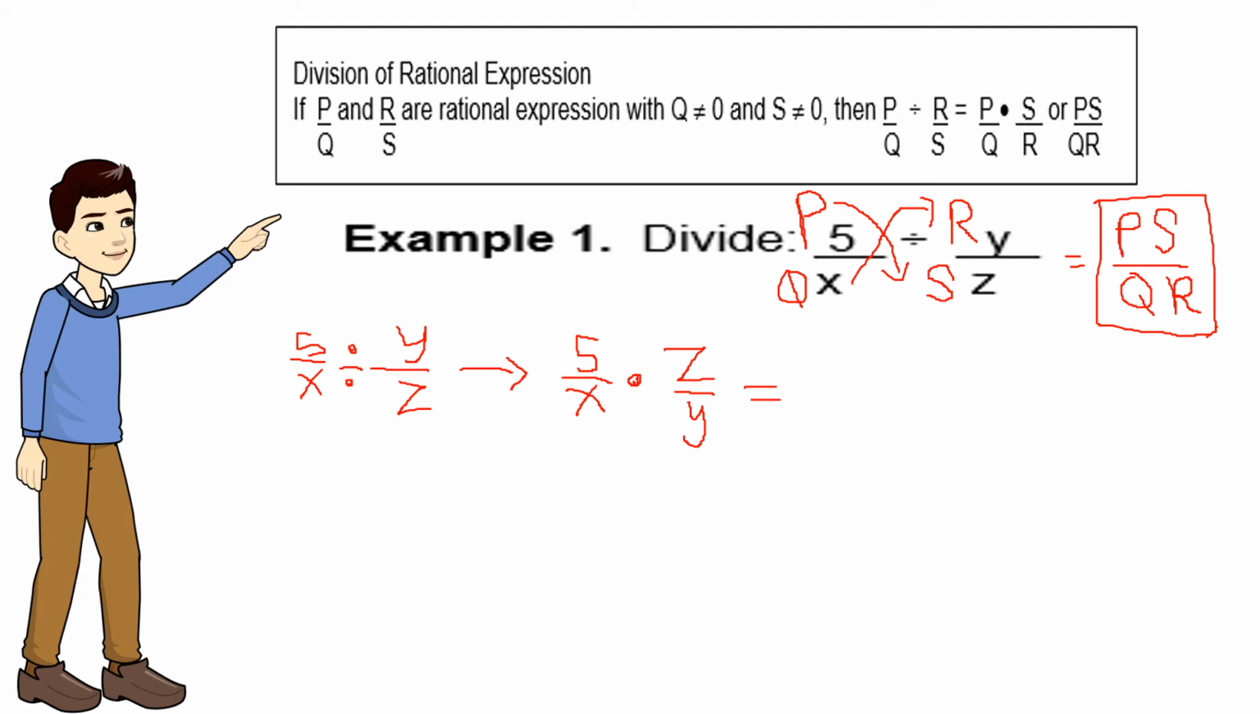So, ito ngayon yung ating sasagutan. We have 5 over x times z over y. So, yung division naging multiplication. So, multiply lang natin numerator to numerator. We will have 5z over xy. And this would be the answer. Yeah. So, we get natin PS, 5 times z, so 5z. QR, x times y, xy. Ano yung answer natin?